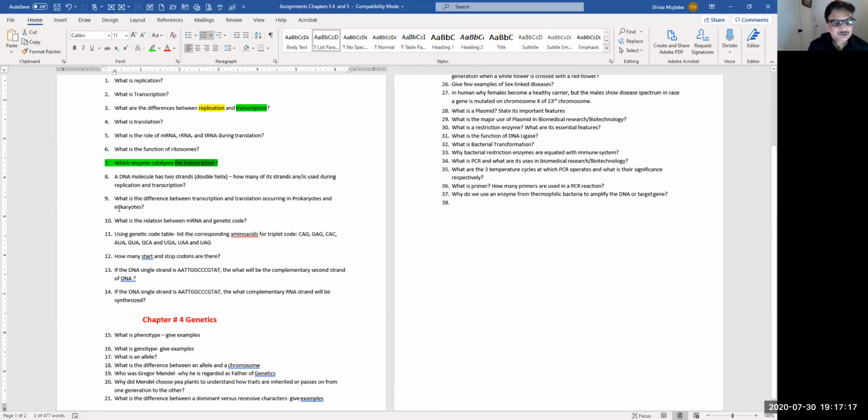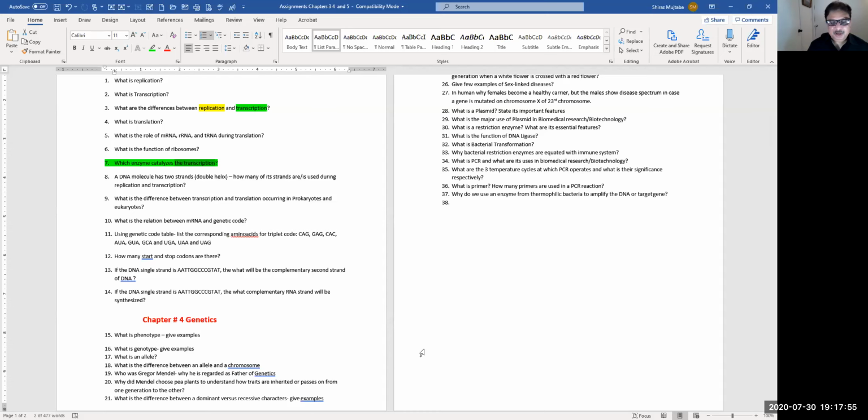So to summarize, transcription depends upon the presence or absence of a nucleus. Translation in both prokaryotes and eukaryotes happens in the cytosol. Why? Because the ribosome is present in the cytosol. Now the question comes, the 10th: what is the relationship between mRNA and genetic code?